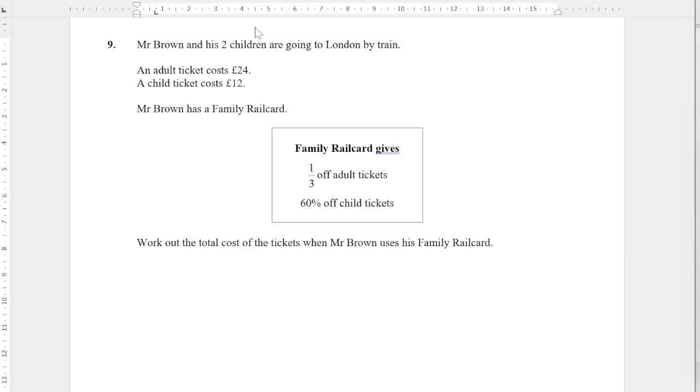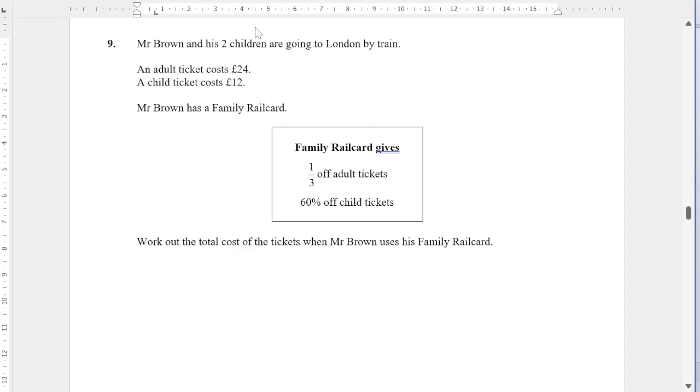Okay, Mr. Brown and his 2 children are going to London by train. The adult ticket costs £24. The child's tickets cost £12. Mr. Brown has a family rail card and it gives 1/3 off the adult price, 60% off the children's ticket. Work out the total cost of tickets that Mr. Brown uses when Mr. Brown uses his family rail card.